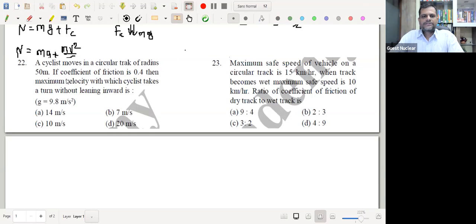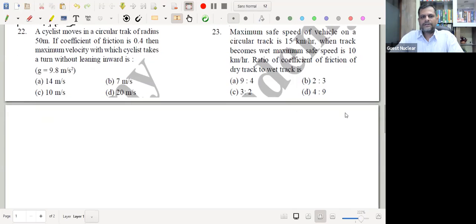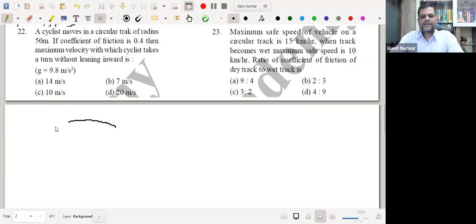A cyclist moves in a circular track of radius 0.5 meter. ओके, एक साइक्लिस्ट है जो सर्कुलर ट्रैक पे 0.5 मीटर रेडियस के साथ मूव होता है. If the coefficient of friction is 0.4, then the maximum velocity with which the cyclist can take a turn without leaning inwards is? So see, whenever a cyclist takes a turn, suppose this is the turn.